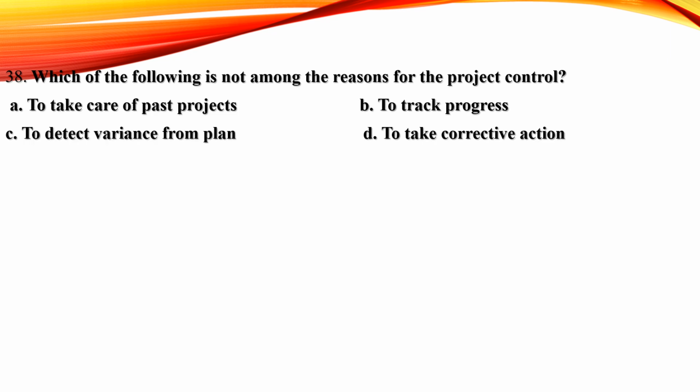Question number 38. Which one of the following is not among the reasons for the project control? A. To take care of past projects. B. To track progress. C. To detect variance from plan. D. To take corrective action.